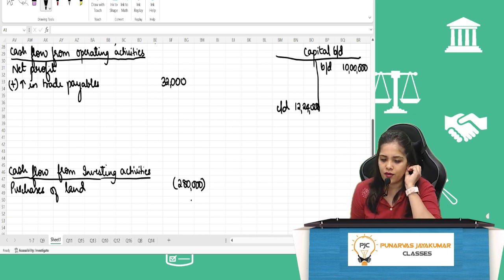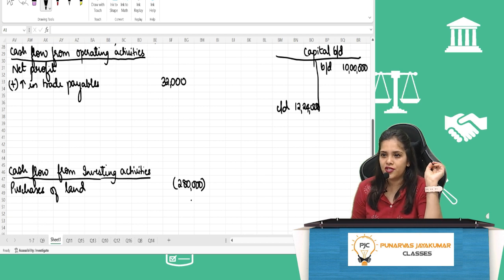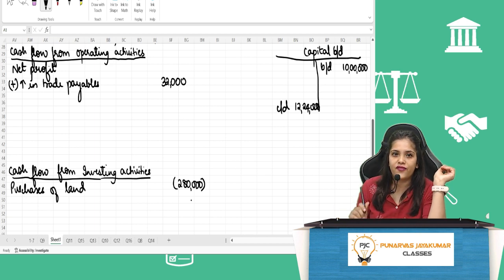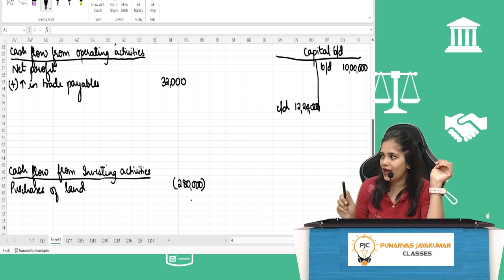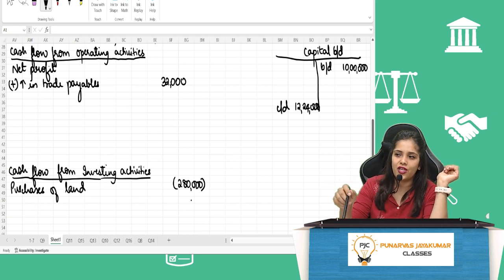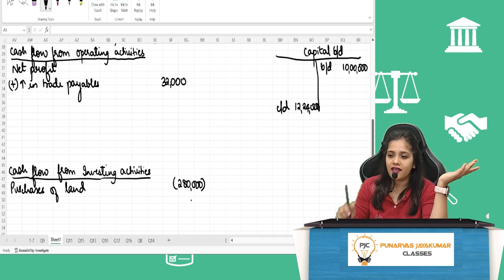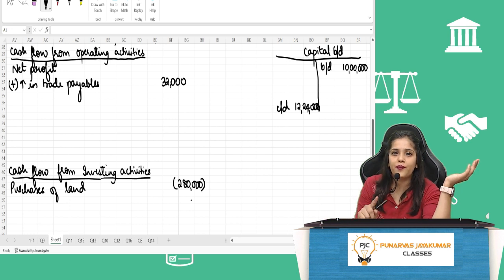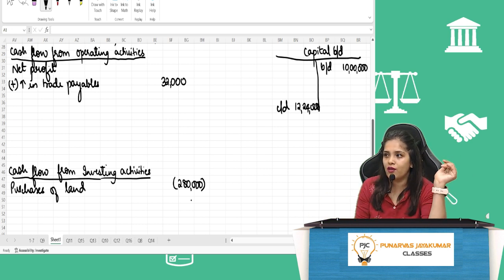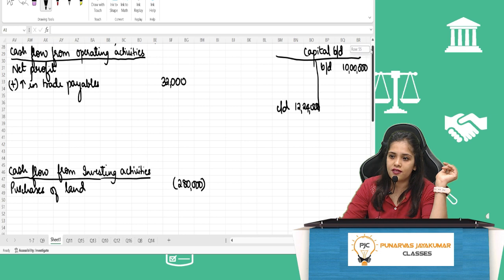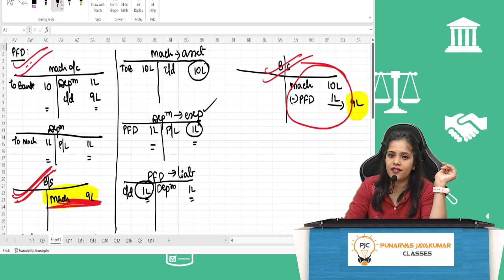Then now coming to the main adjustment, plant and machinery. Now tell me first thing. This plant and machinery which is appearing in the balance sheet is original cost or written down value? Written down value. And can I say if you are doing the provision wala method, then asset should appear at original cost or written down value? Original cost.